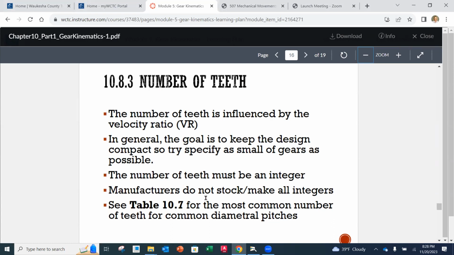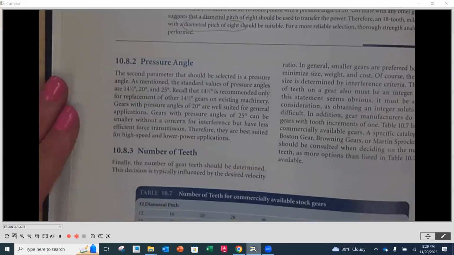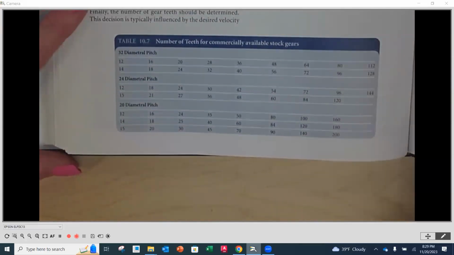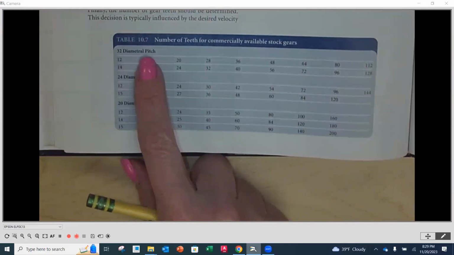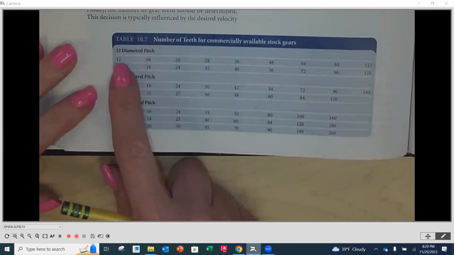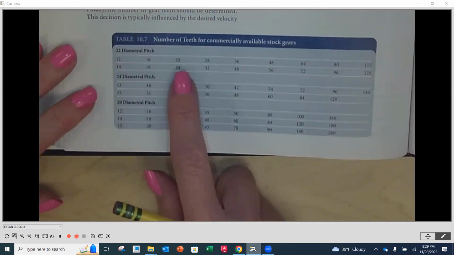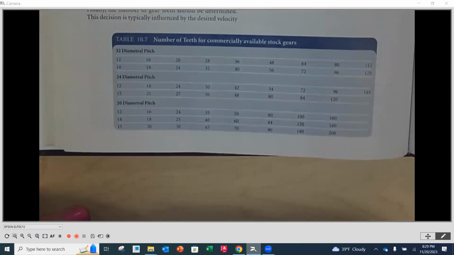And if we look at table 10.7, these are going to be the common numbers of teeth for common diametral pitches. On the bottom of page 276 is where this chart starts and it continues to the next page. This is the number of teeth commercially available in stock gears. So for a diametral pitch of 30, one of the smaller ones, the number of teeth are going to be 12, 14, 16, 18, 20, and so on. Notice it's not every number.